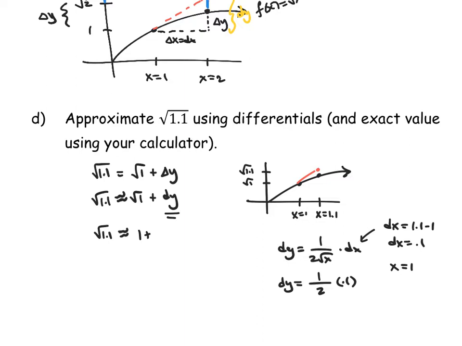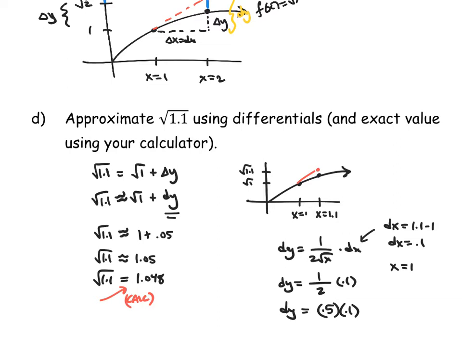Using that, that would be 1/2, which is 0.5, times 0.1, which comes out to be 0.05. So I'm approximating that the square root of 1.1 is equal to 1.05. Now what I end up getting using the calculator is that the square root of 1.1 is equal to, and I'm going to round to, let's go 4 decimal places, 1.048. Those are pretty darn close. Now I can say equal to because I used my calculator here.